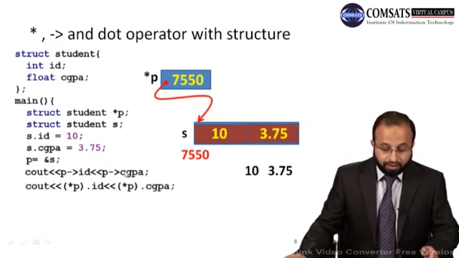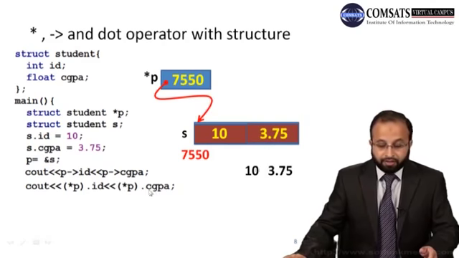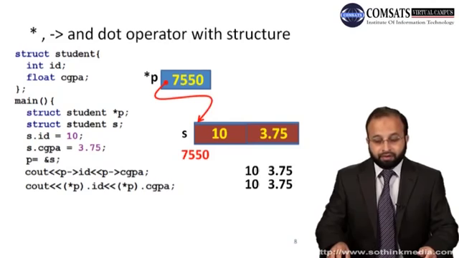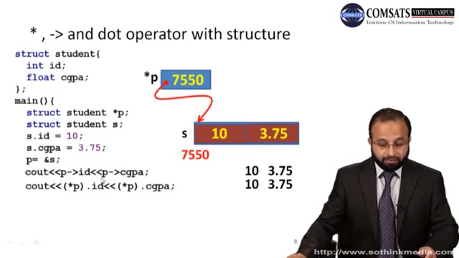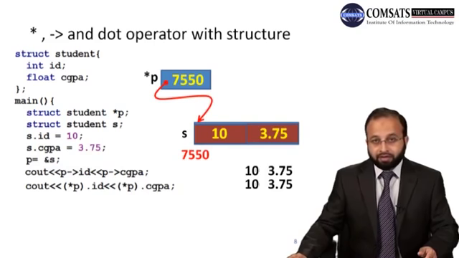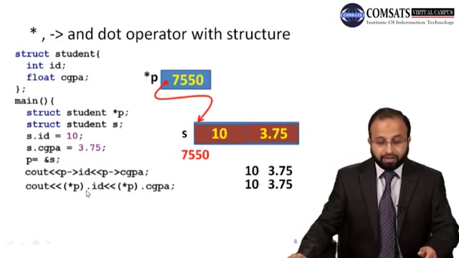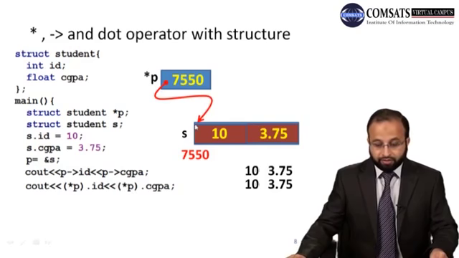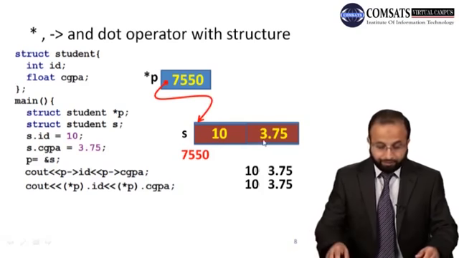Now what values are you going to access? First you mention id, the second you mention CGPA, right? So again the output is 10 and 3.75, right? So again let's explain this second cout statement once again. *p means the value at address 7550. That value is basically a combination of id and CGPA, right? So when you reach here with *p, now what value are you going to access? You use the dot operator, .id or .CGPA, right?